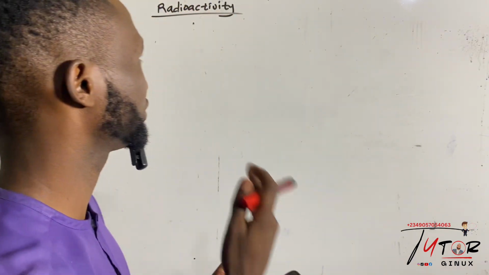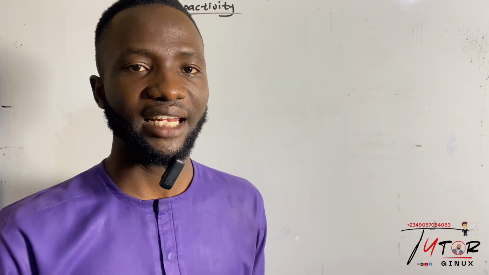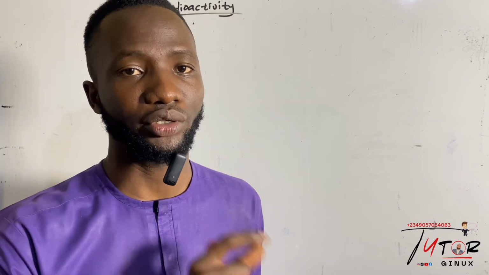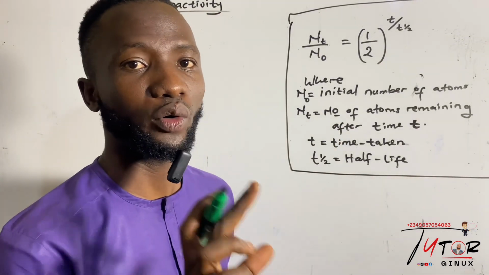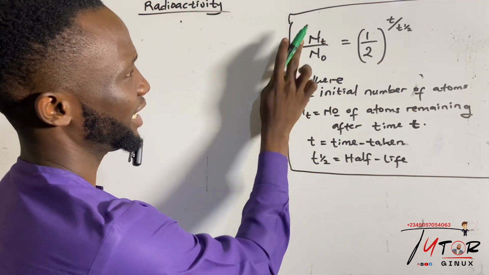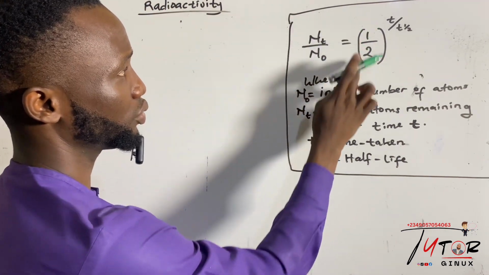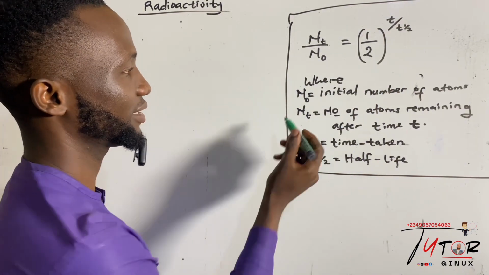For the summary of radioactivity calculation, I'm only going to give one formula, and with that formula you'll be able to solve any calculation question on radioactivity. This is the formula we are going to be using, and it is as simple as this: Nt over N naught is equal to 1 over 2 raised to power t over T half. And this is the definition of the parameters.